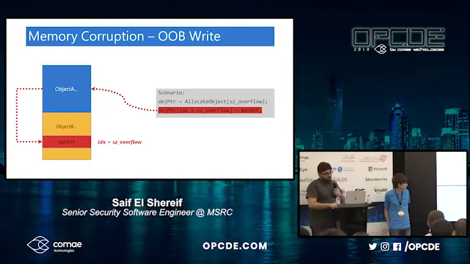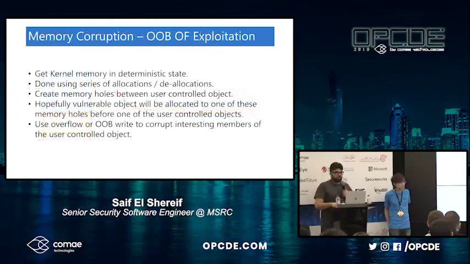So how would we exploit out-of-bounds write or overflows? By getting the kernel memory into a deterministic state, and that happens by a series of allocations and deallocations. Then we create memory holes between user-controlled objects. Hopefully, the vulnerable object will be allocated into one of these holes before a user-controlled object, and then we use the overflow or the out-of-bound write to corrupt interesting members of the user-controlled object.